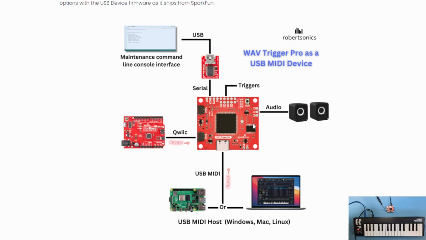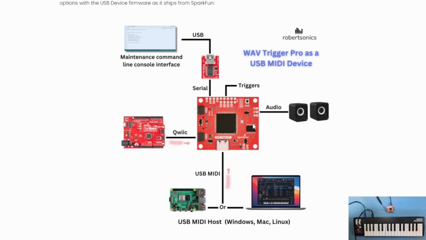We'll introduce the concept of presets, which is a way to map sounds or WAV files to MIDI keys, and to control the performance parameters such as attack, decay, looping, and even pitch. So let's get started. The WAV Trigger Pro offers a number of ways to control sound, but this demo is primarily focused on USB MIDI.